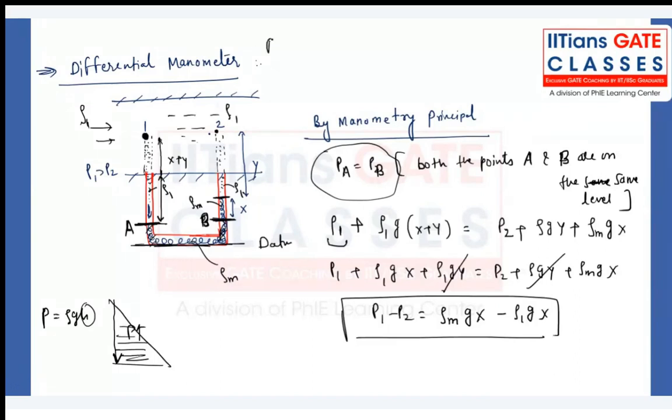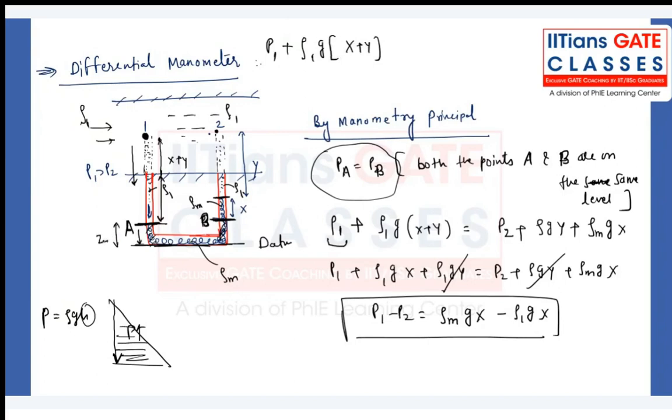Now, so P1, I'm moving in the downward direction. So do I need to add it or subtract it? Tell me. If I am moving in the downward direction, I need to take P1 only. Plus, apart from that, I am moving in the downward direction, so definitely I need to add. And what do I need to add? Rho g h. What rho g h? Rho 1 g into what is the total height? X plus y. Further, I am moving downward. Let's say this height is Z.